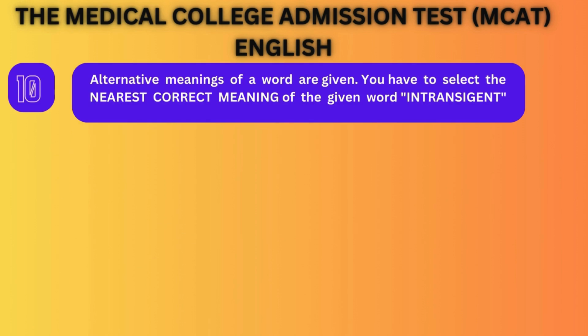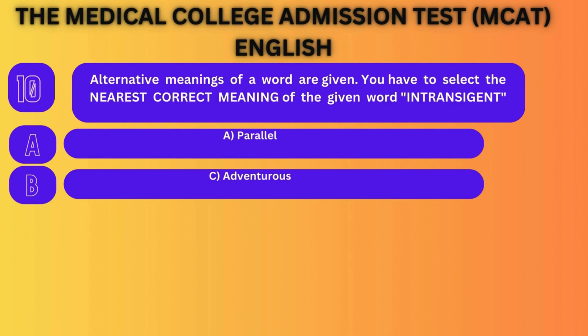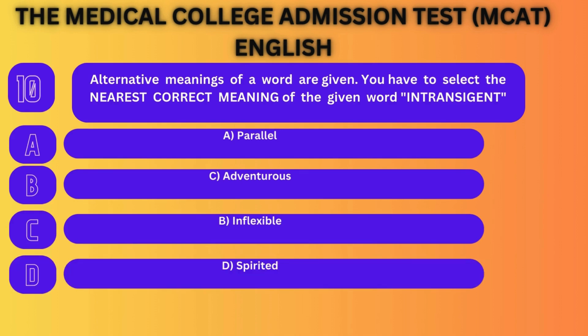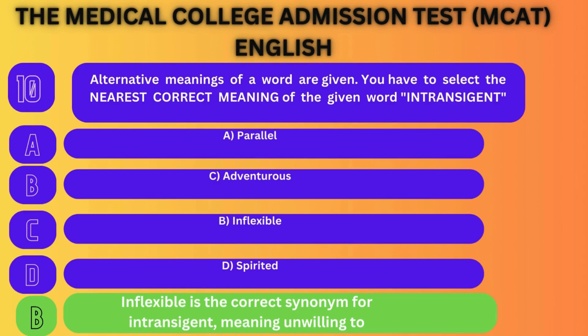Question number 10. Alternative meanings of a word are given. You have to select the nearest correct meaning of the given word, intransigent. Option A. Parallel. Option B. Adventurous. Option C. Inflexible. Option D. Spirited. Correct answer is B.